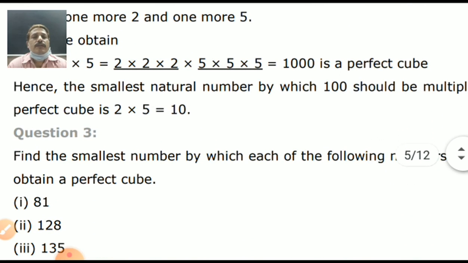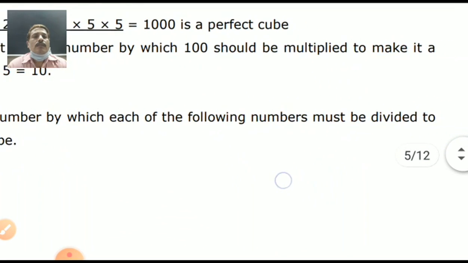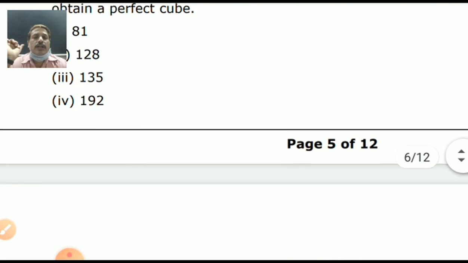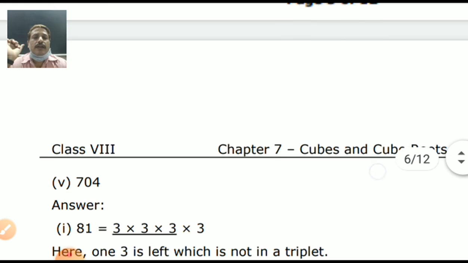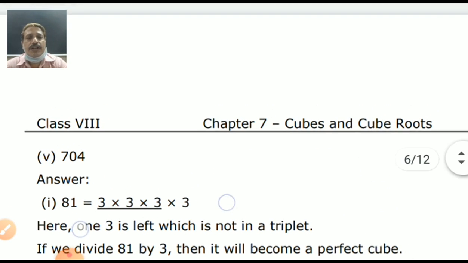Correct? Yes. So now look at question number 3. Find the smallest number by which each of the following numbers must be divided to obtain a perfect cube. So 81 is there, 128, 135 and 192, and 704. Look here, 81 prime factorization on your screen.